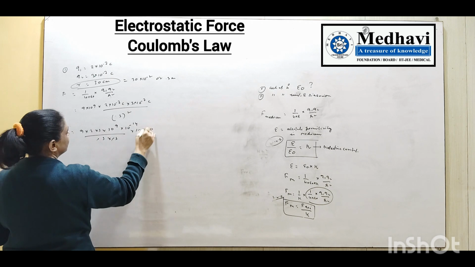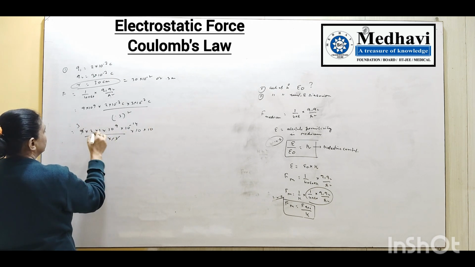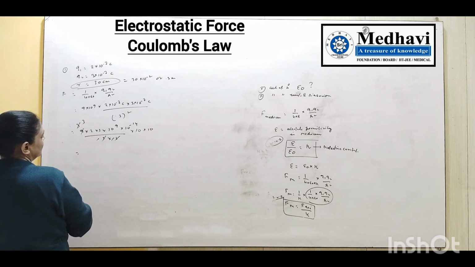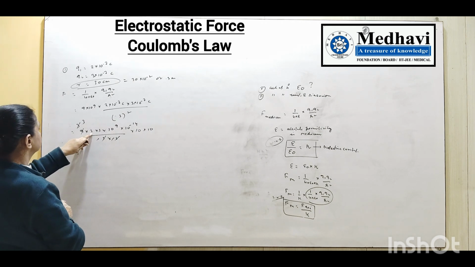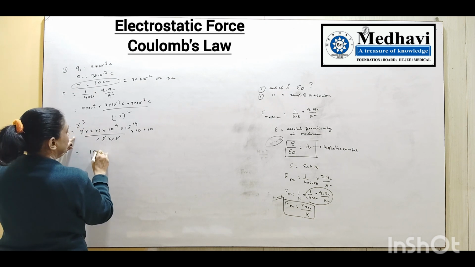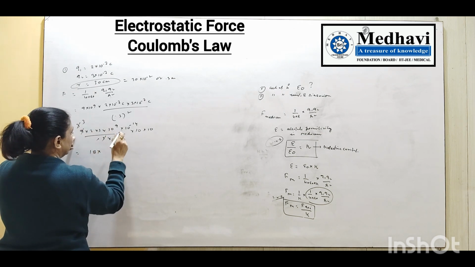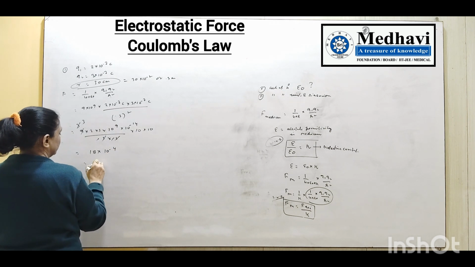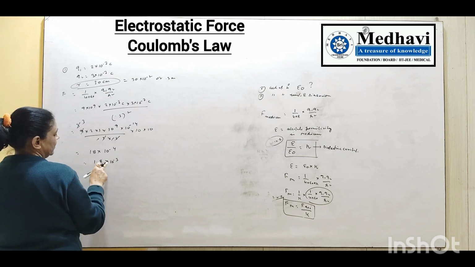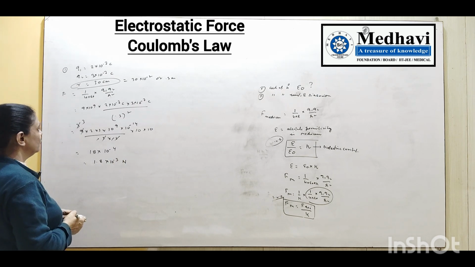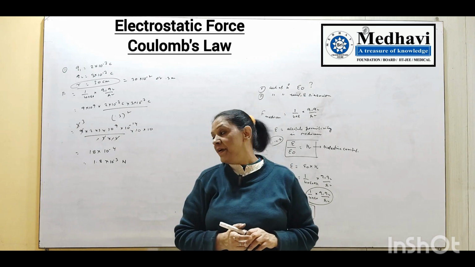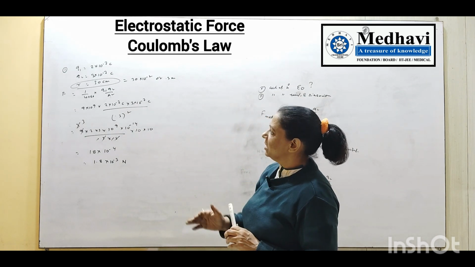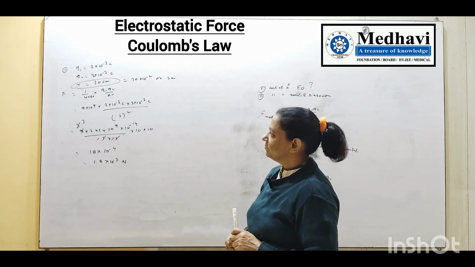This 10, this 10, 3 3 is 9, 3 3 is 9. So it will be 18 into 10 to the power minus 4. You can write 1.8, you decrease this and increase that. This is in Newton. This is the force produced between two charged bodies when they are taken in air or free space. This way we can solve numerical questions.